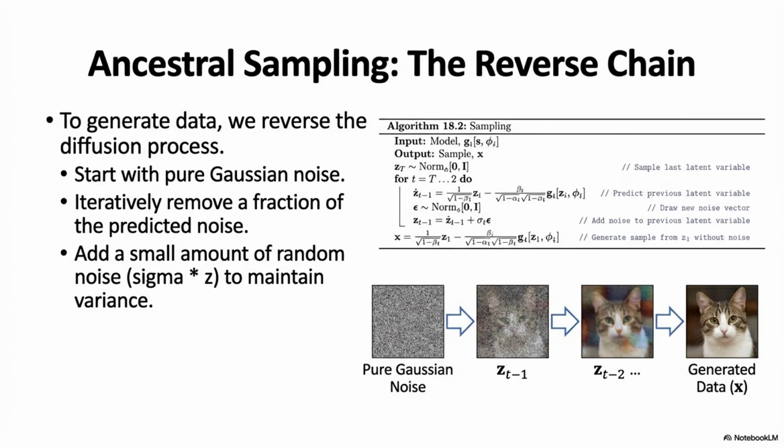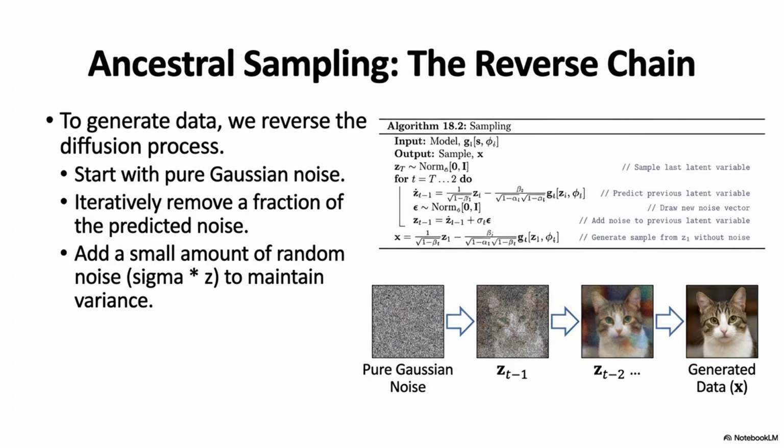To make a brand new image, we just run the whole process in reverse. We literally start with a canvas full of pure random TV static. Then, step by step, we show this static to our trained model and ask, okay, what's the noise in here? And we just subtract a tiny bit of what it predicts. We do it again and again and again, hundreds of times. And as we do, you can see a coherent picture slowly starting to emerge from the chaos until, boom, you have a fully formed image.